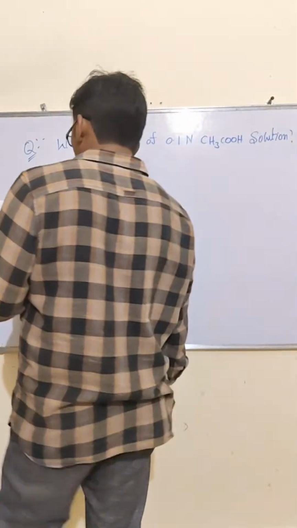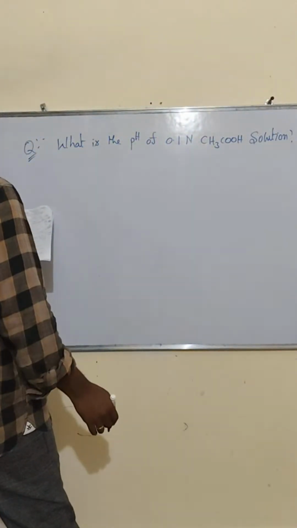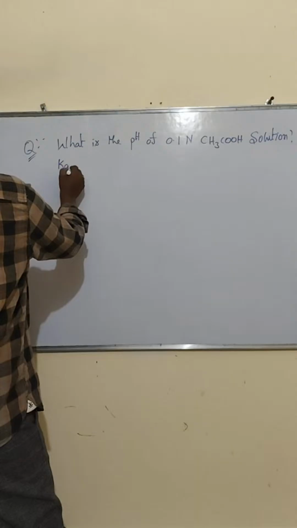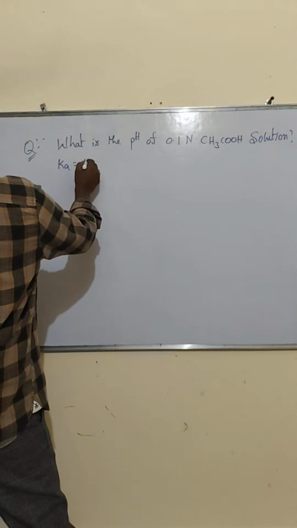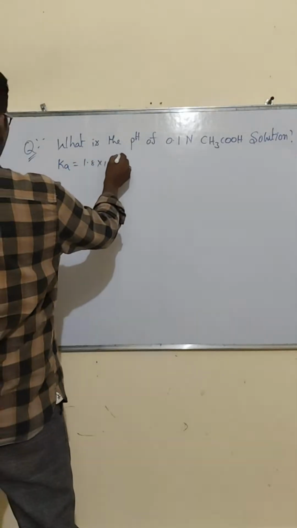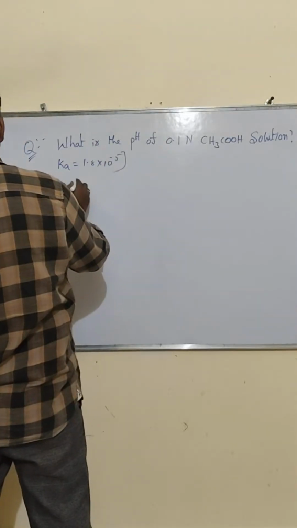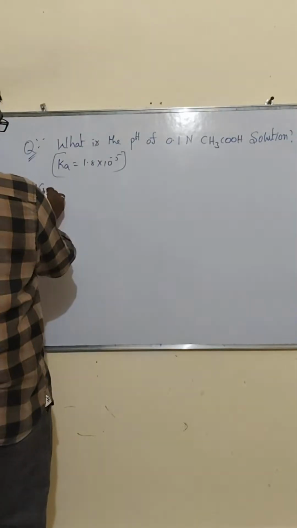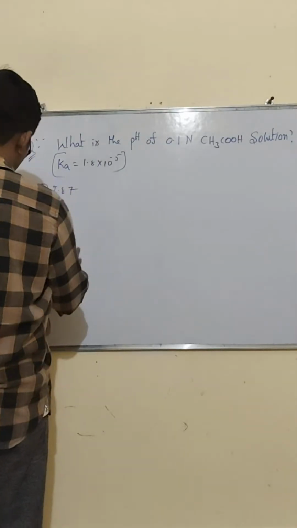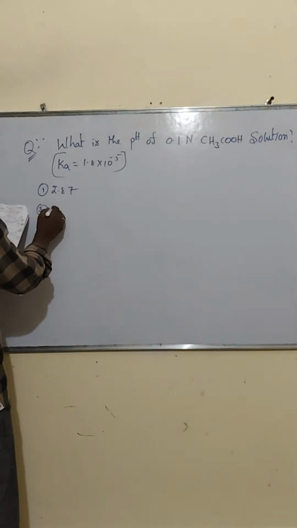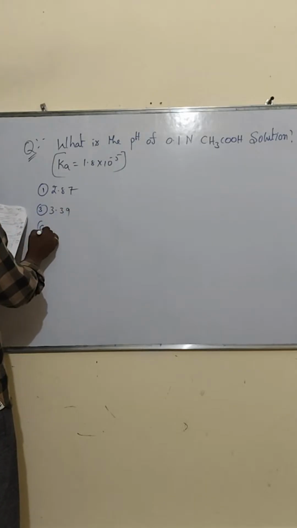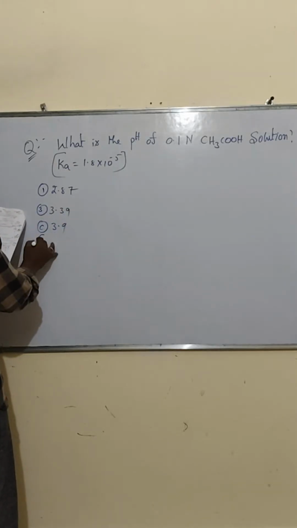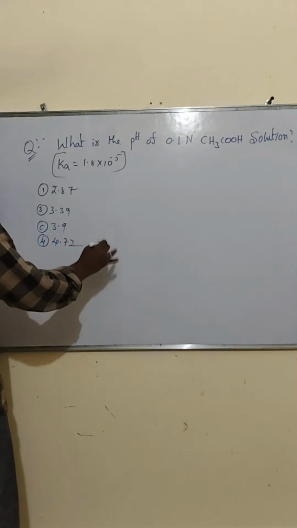Then the ionization constant Ka is mentioned, that is 1.8 into 10 to the power of minus 5. Then what is the pH? You have to find the pH. The options mentioned are: option A 2.87, option B 3.39, option C 3.9, option D 4.72.